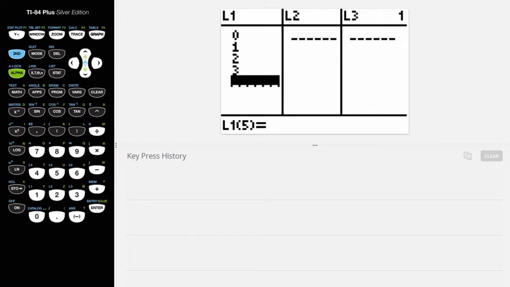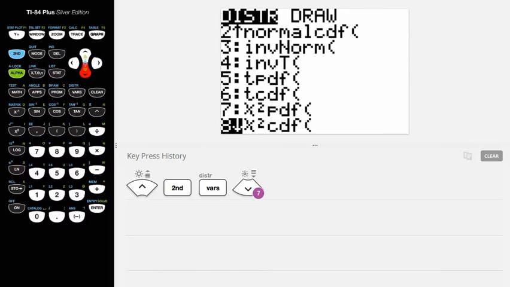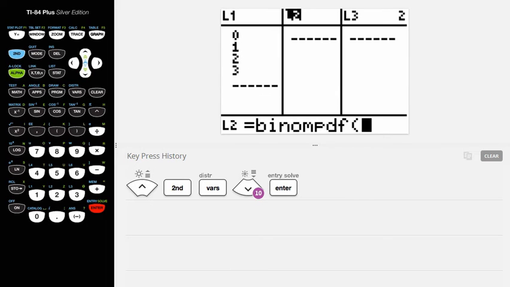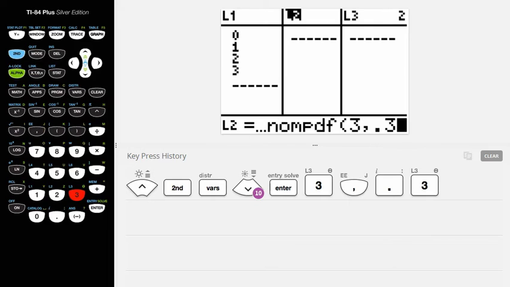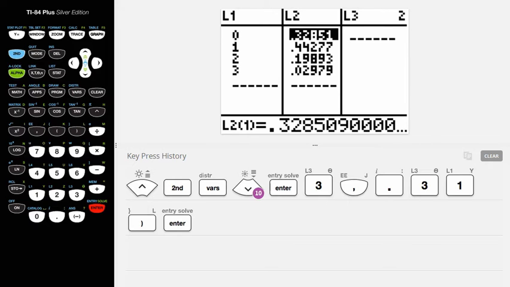The other option that I have to get my binomial probabilities in L2 is to highlight L2, second, VARS for the distribution menu, go down till I see binomial PDF. On some calculators it's at 0, others it's at A. Press enter. This one's without the wizard, so I'm going to type 3, comma, because that's my N, then 0.31, that's my probability, enter, and I have the same list.